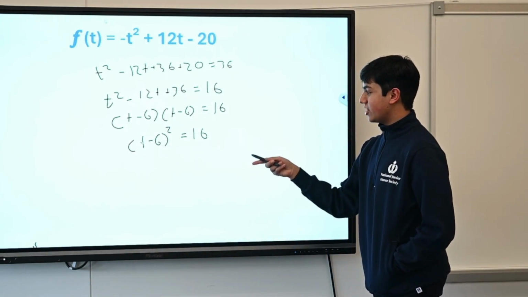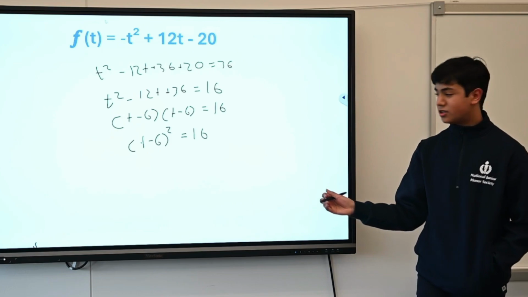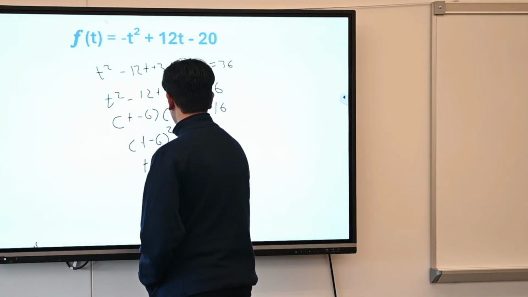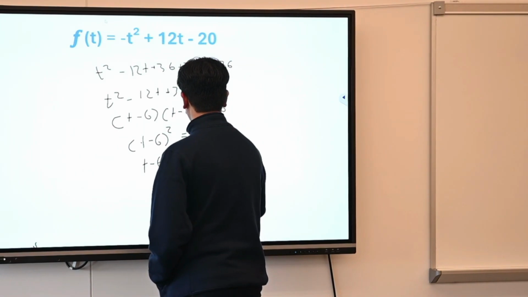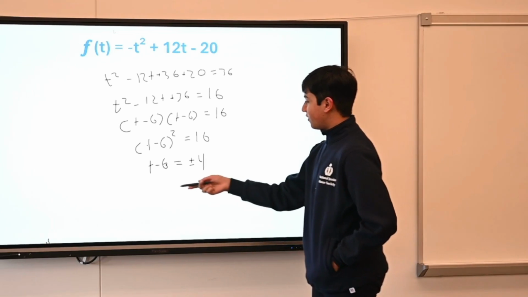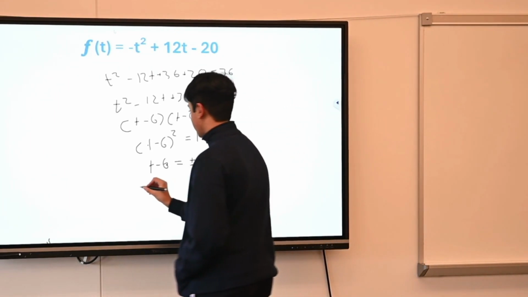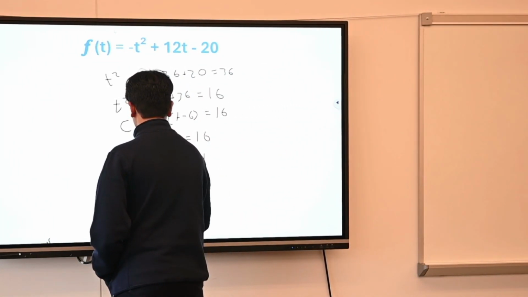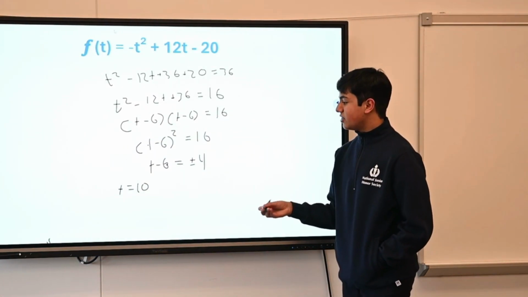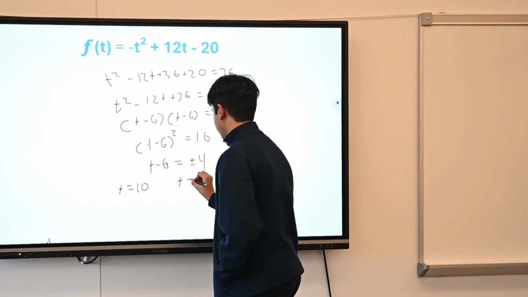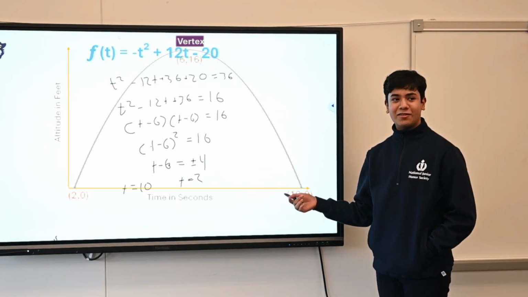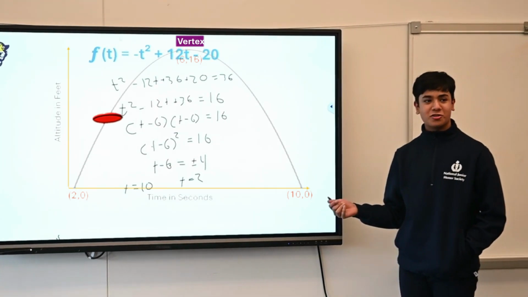Now to solve this, we take the square root of both sides. So we get t - 6 = ±4. And now we have two equations. So if t - 6 was equal to 4, t would equal 10. And if t - 6 would be equal to -4, t would be equal to 2. So these are the roots of our quadratic, and they represent the time at which the Frisbee was thrown and when it lands.